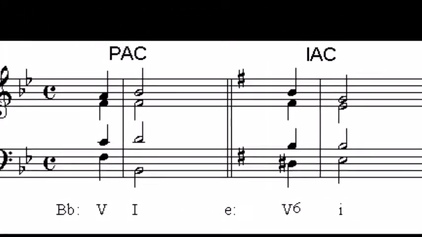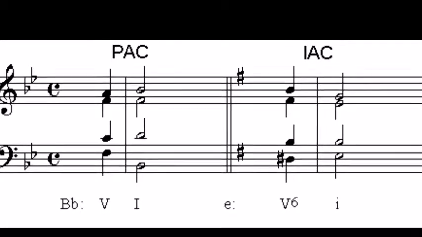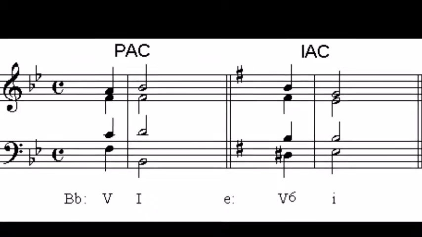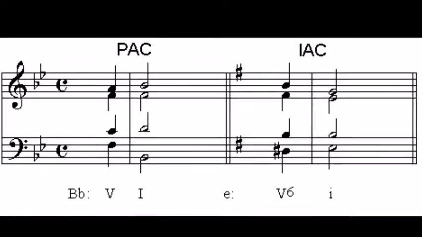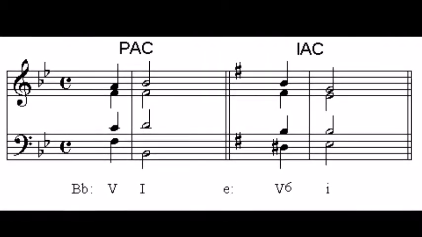Alright, so here we have two examples. One is a PAC, the other is an IAC, both following the characteristics that make them the cadences that they are. Here's the PAC. And here's the IAC.